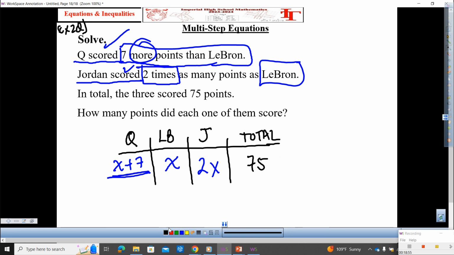I'm going to underline the question because we need to answer the question. How many points did each of them score? So check this out. It says, Q scored 7 more points than LeBron. Jordan scored 2 times as many points as LeBron. In total, the 3 scored. What does that mean in total, the 3? Altogether, yes? Which means what? Plus, equal. Do you guys see the equation now? You're like, what?